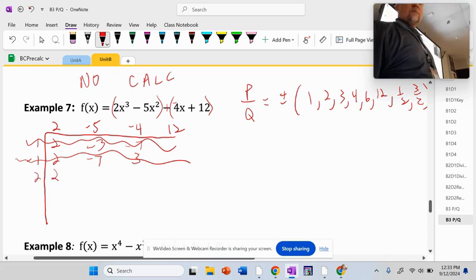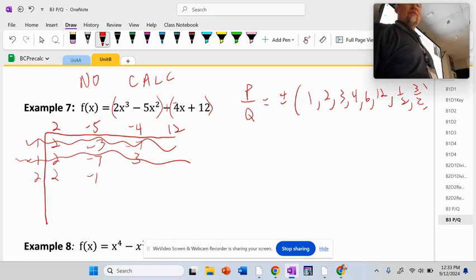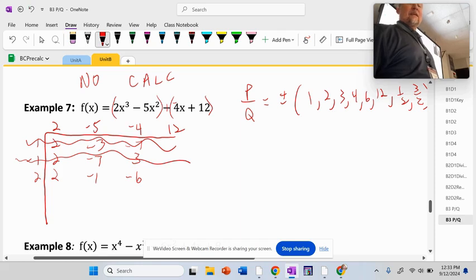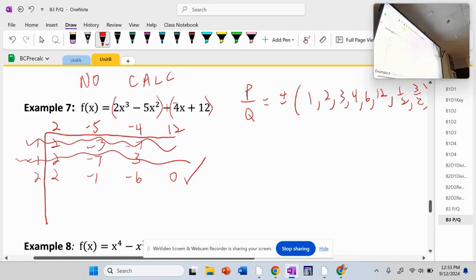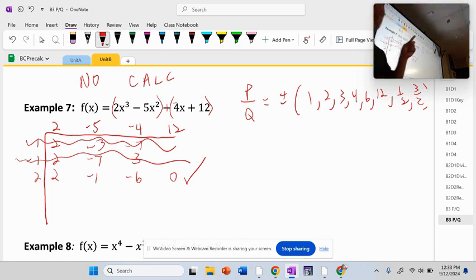2. 2 times 2 is 4. 4 plus negative 5 is negative 1. 2 times, is anyone getting excited? 2 times negative 1 is negative 2. Negative 2 plus negative 6, I'm excited. 2 times negative 6 is negative 12. Negative 12 plus 12 is 0. Boom shakalaka. Students of 2008 had to go through a trial and error until they got 1, 0.